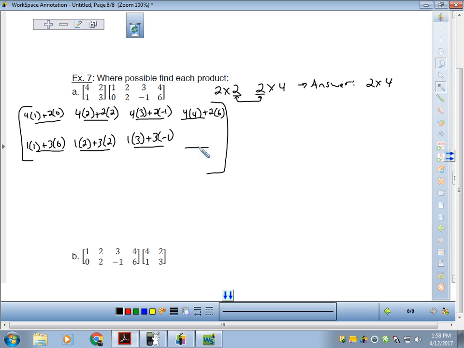And then lastly, this is row 2, column 4. So I'm going to take row 2, which is 1, 3, multiply it by column 4, which is 4, 6. So I'll have 1 times 4 plus 3 times 6.